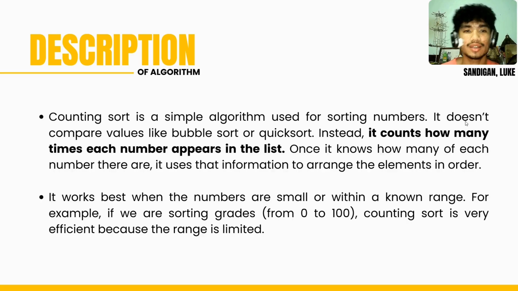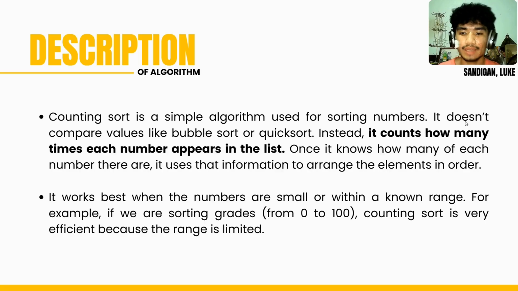So, counting sort is a simple algorithm used for sorting numbers. It doesn't compare values like bubble sort or quick sort. Instead, it counts how many times each number appears in the list. Once it knows how many of each number there are, it uses that information to arrange the elements in order.